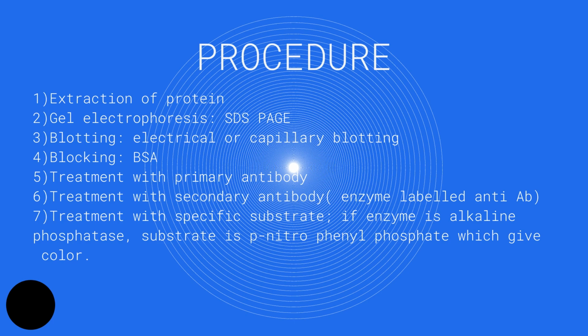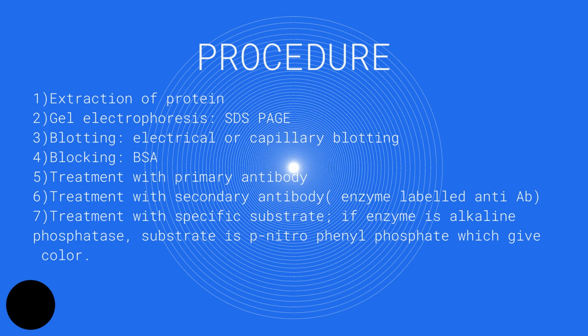These events can be slowed down if the samples are kept on ice or are placed at 4 degrees Celsius temperature. A tracking dye, generally bromophenol blue, is also added in the sample to monitor the movement of the proteins.